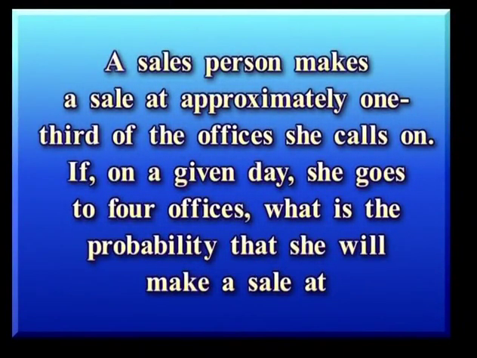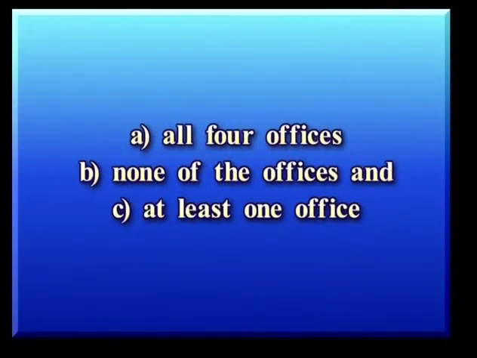A salesperson makes a sale at approximately 1/3 of the offices she calls on. If, on a given day, she goes to 4 offices, what is the probability that she will make a sale at A, all 4 offices, B, none of the offices, and C, at least 1 office?